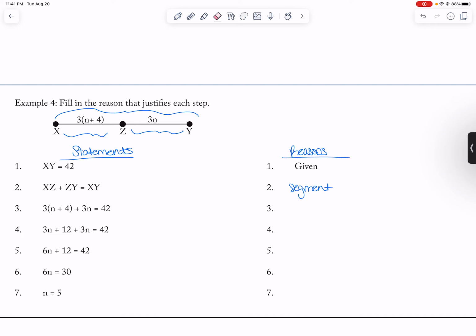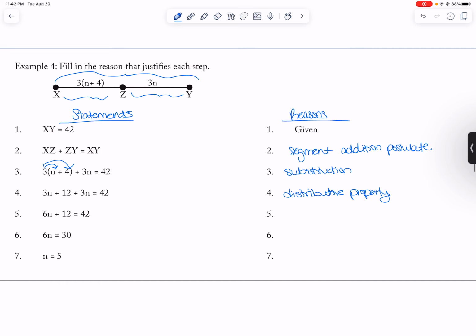So this is segment, oh my gosh, addition postulate. And then I went ahead and I substituted my value, so this is substitution. And then I distributed my three-able terms, so this is distributive property. Okay, it's been a long day, so I apologize. My handwriting is terrible right now.